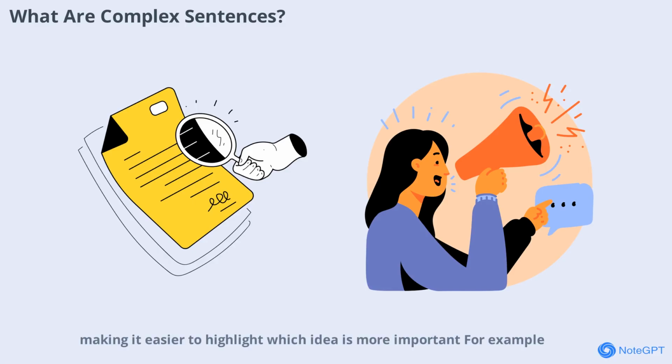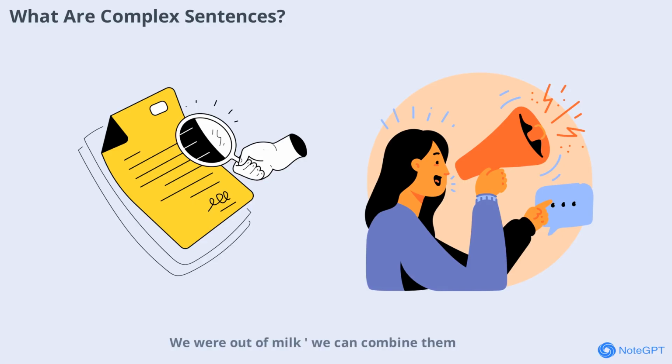is more important. For example, instead of writing two separate sentences like "I went to the supermarket, we were out of milk," we can combine them. "I went to the supermarket because we were out of milk." This not only clarifies the cause and effect but also emphasizes the main action.